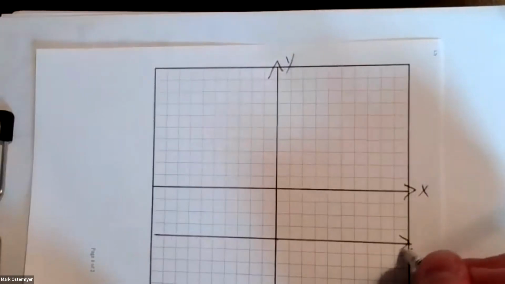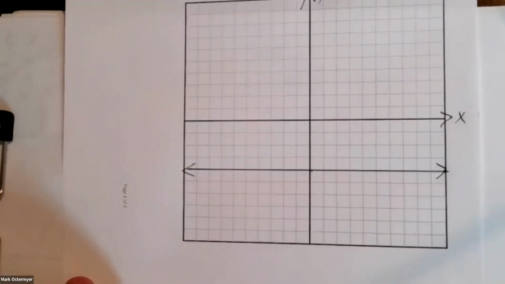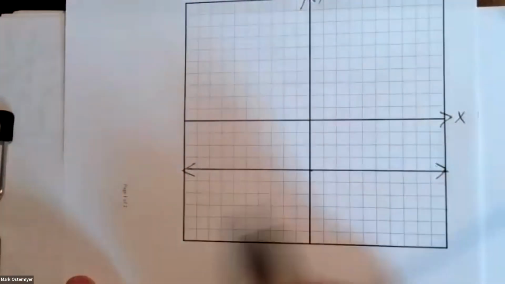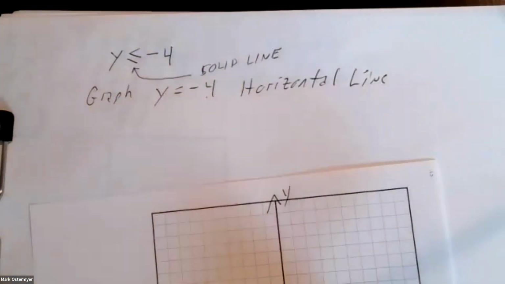And it will be a solid line. Here we go. Here's a graph of y equals -4. Now we need to indicate whether we shade the plane above or shade the plane below to give us all the ordered pair solutions to this inequality.